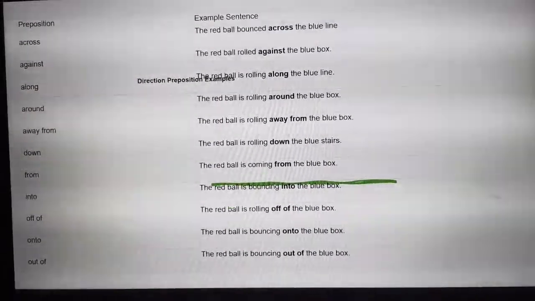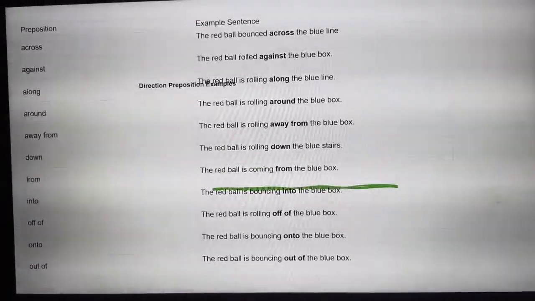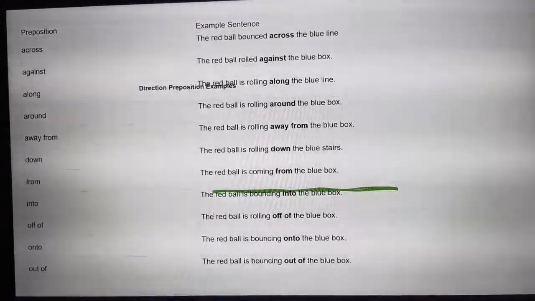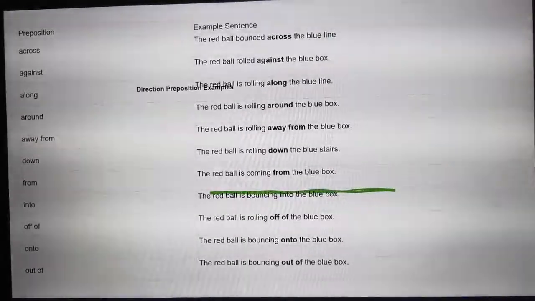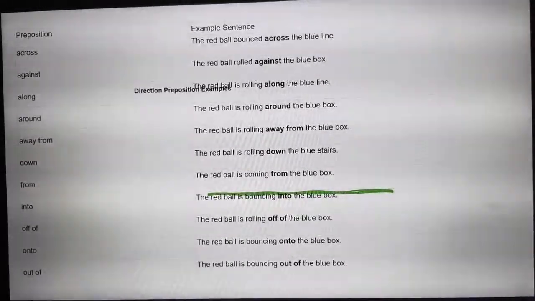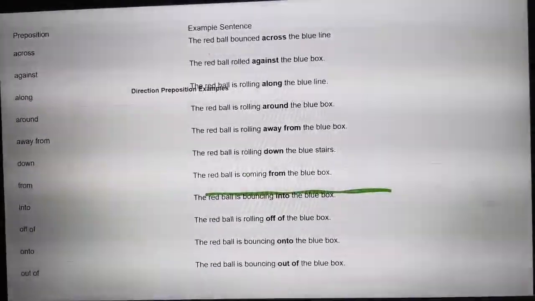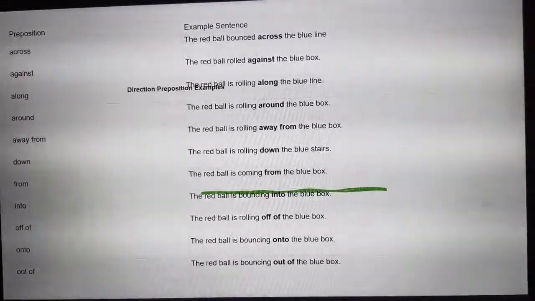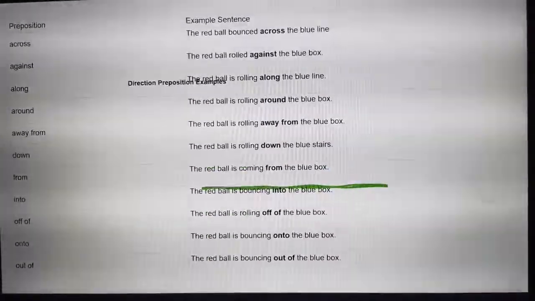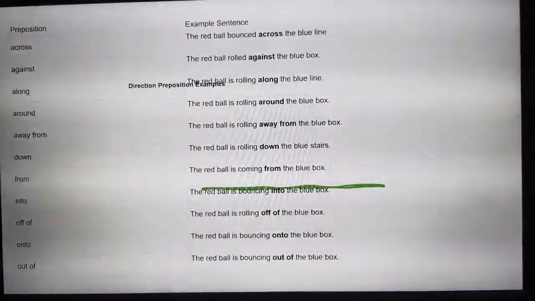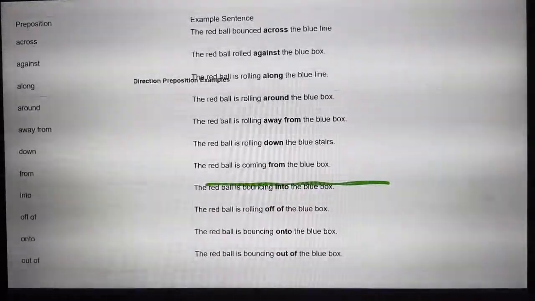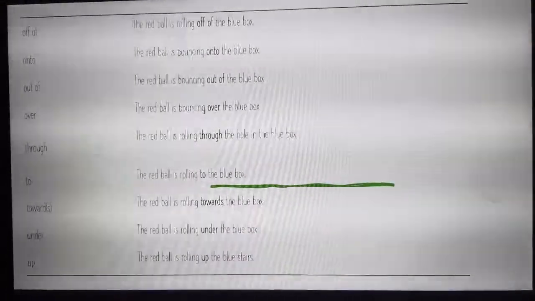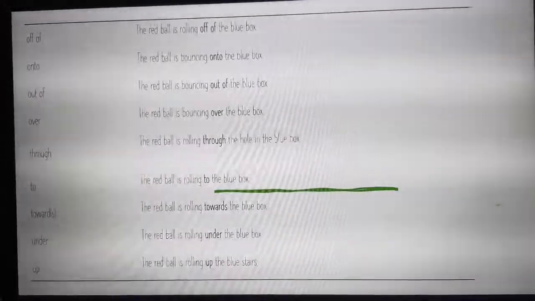Across, the red ball bounces across the blue line. The red ball rolled against the blue box. Around, the red ball is rolling around the blue box. Away from, the red ball is rolling away from the blue box. I hope you have seen this, and just wait a little, take a little time to read all of them. The pictures are going to surely help you understand prepositions better, right? Off, the red ball is rolling off the blue box. Onto, the red ball is bouncing onto the blue box. Out of, the red ball is bouncing out of the blue box. Here you can see that.